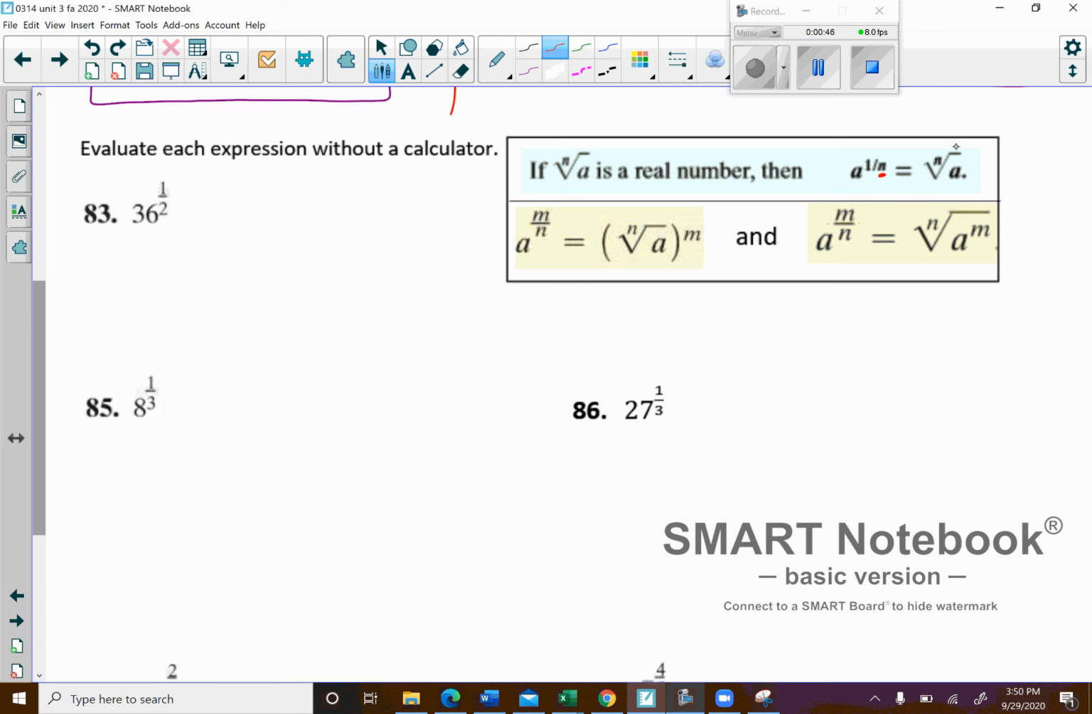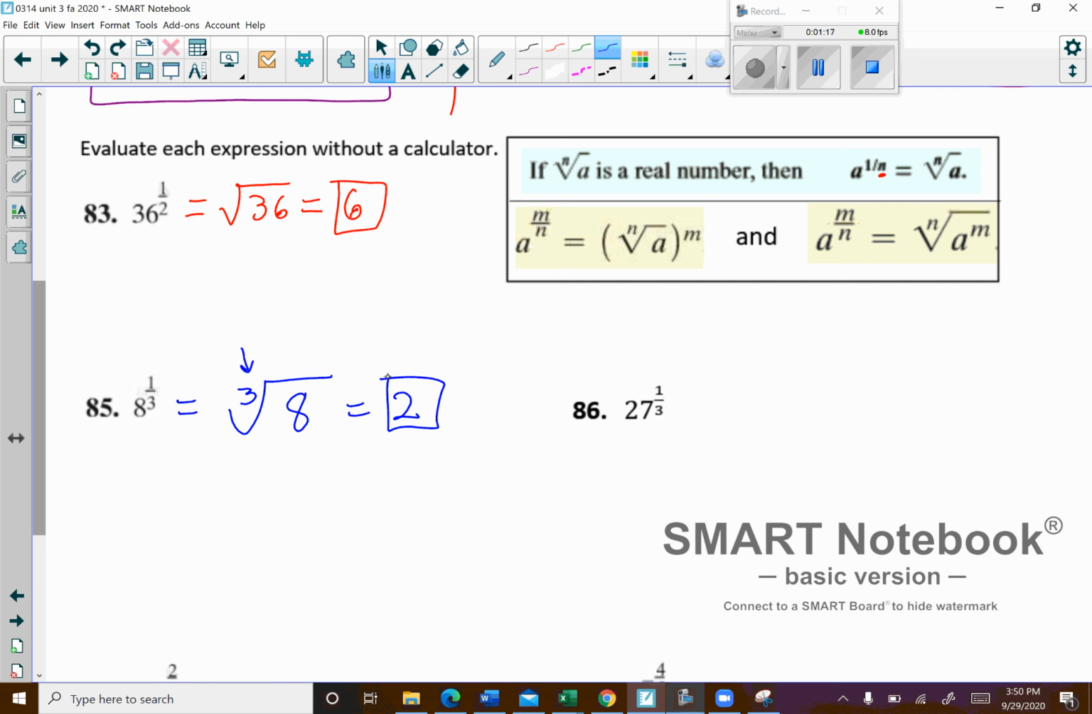So if you look at 83 right here, all this really is, because the denominator is a 2, we're taking the square root of 36, which is 6. Done. That's it. Looking at 85, same type of deal. This is telling me to take the cube root of 8. So now you're asking yourself, what to the power of 3 gives me 8? That would be a 2.